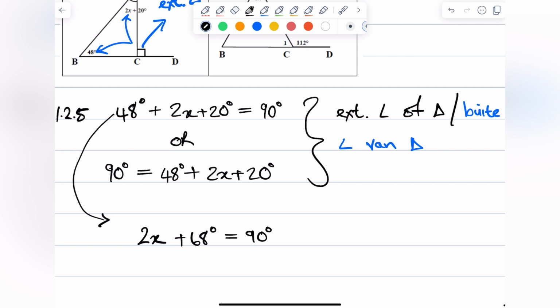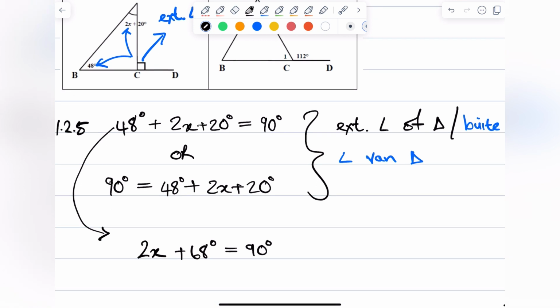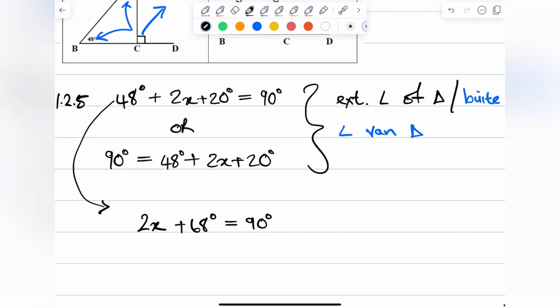Please note that in this problem, we have not used the interior angles of a triangle, although in this case we can, and that is what I'll look at afterwards. We are not adding these three angles and putting them equal to 180 degrees. We're using a different property, which is the exterior angle of a triangle. So we're making use of this over here. That's the property, so not interior angles of a triangle.